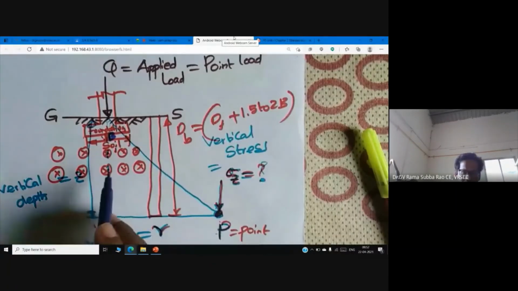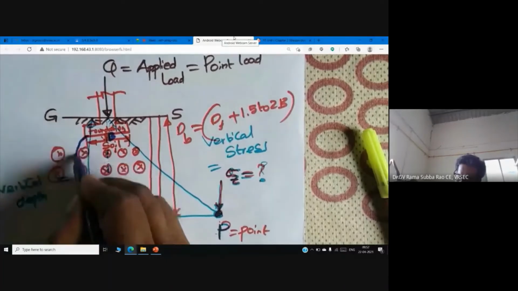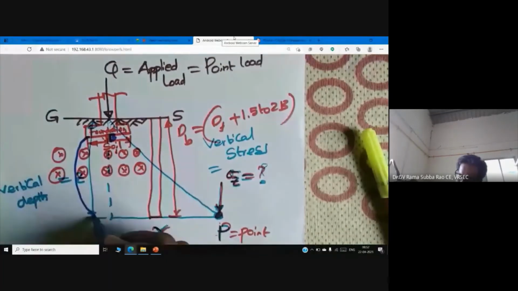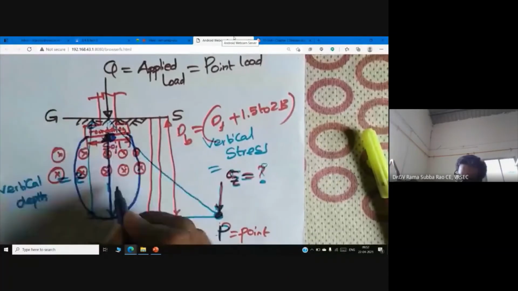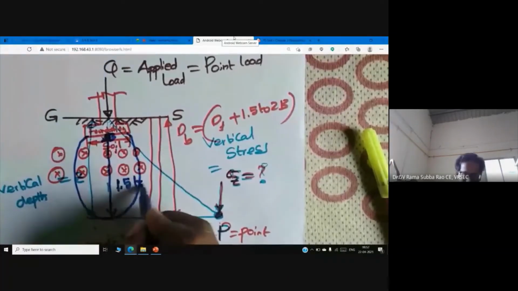Sir, why are you saying it is 1.5 to 2 times the width of the footing? That we are going to discuss here.